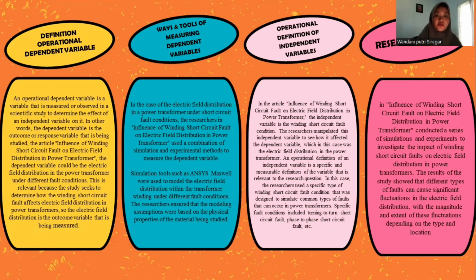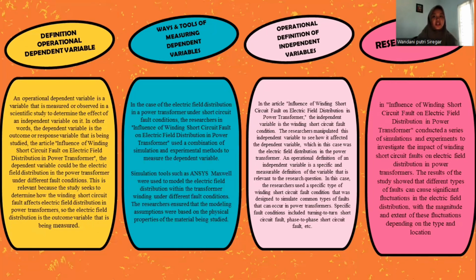Influence of winding short circuit fault on electrical field distribution in power transformer used a combination of simulation and experimental method to measure the dependent variable. Simulation tools such as ANSYS Maxwell were used to model the electric field distribution within the transformer winding under different fault conditions. The researchers ensured that the modeling assumptions were based on the physical properties of the material being studied.